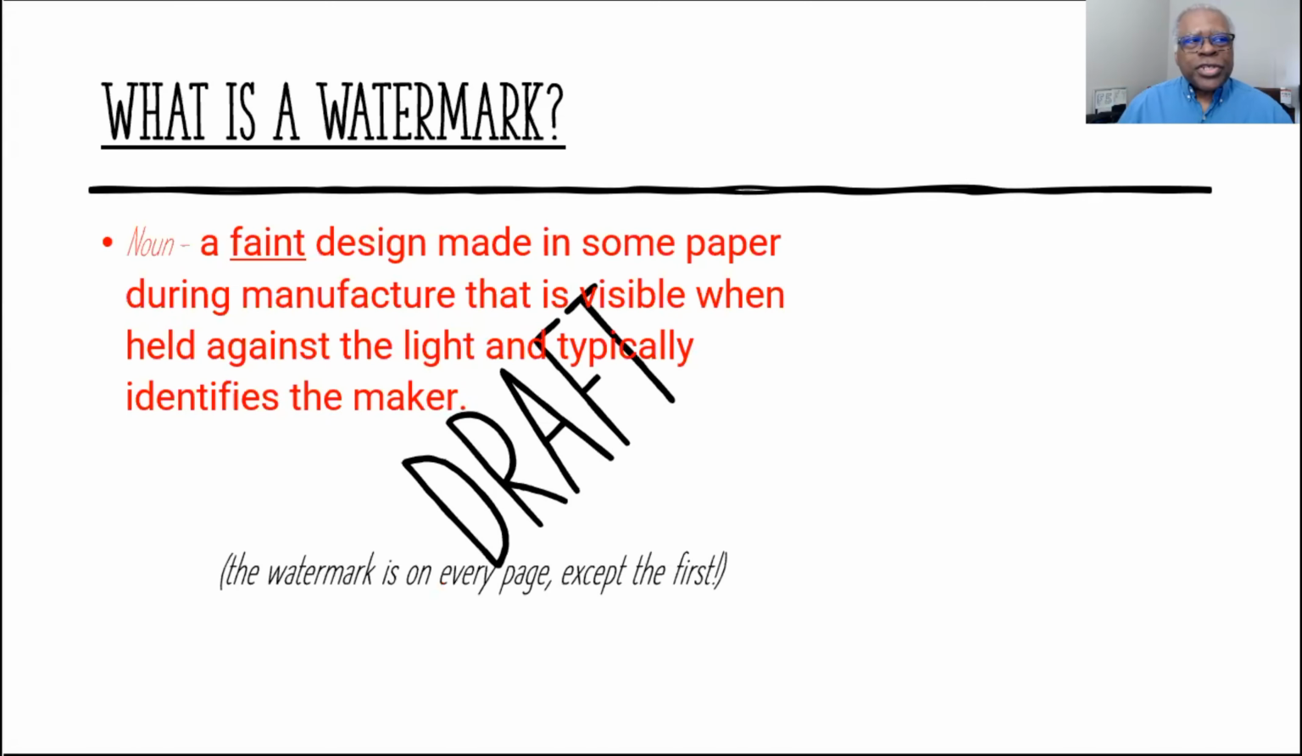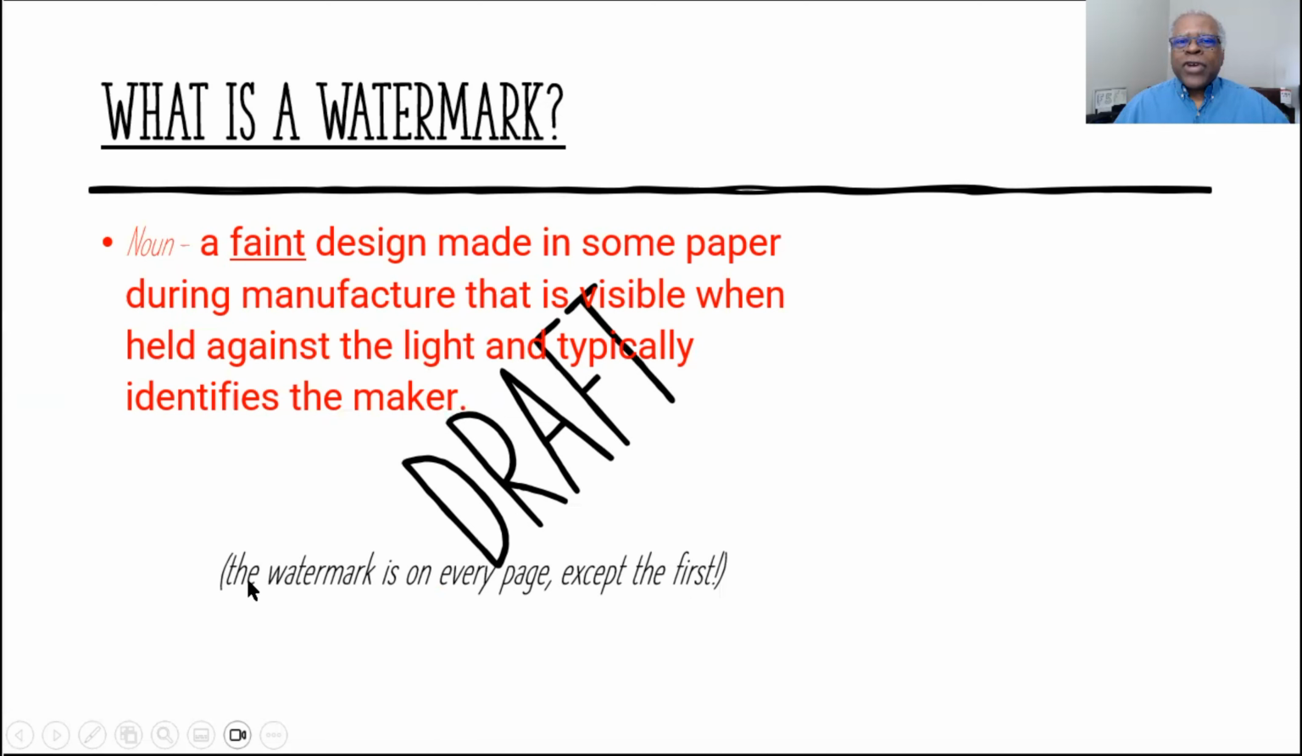I'm not going to read this to you. I actually have three definitions that I'm going to present to you. But as this one says, it's basically a faint design, can be text or an image, that is visible when it's held into the light and that it identifies the maker. So that's definition number one.